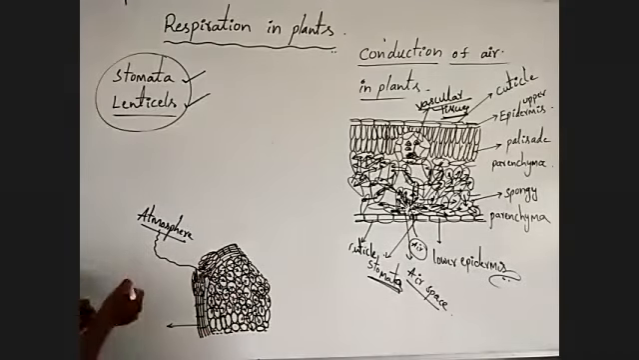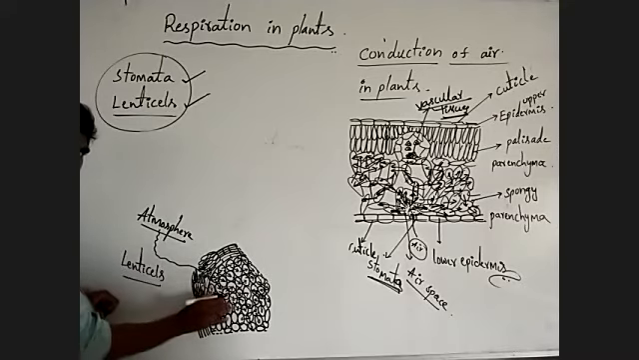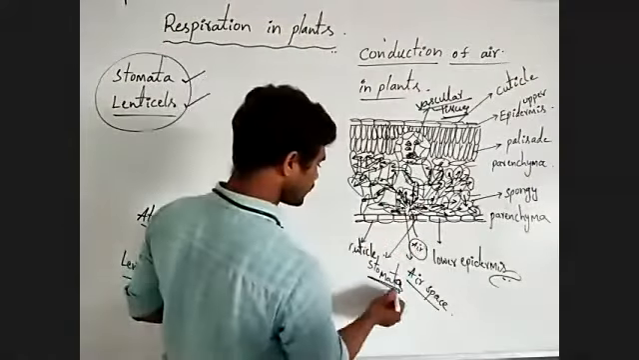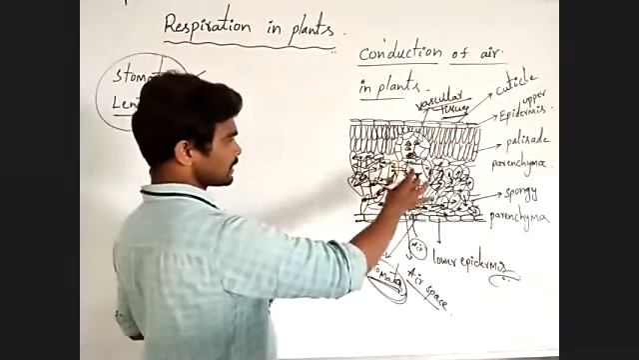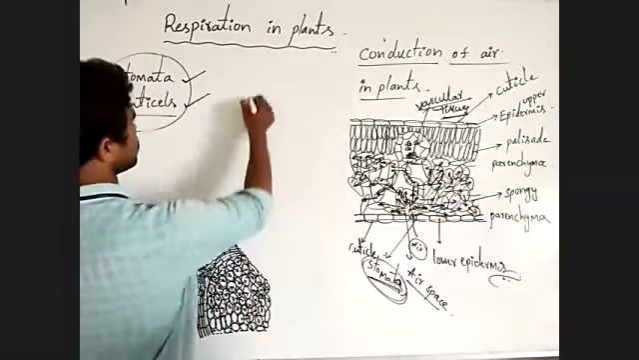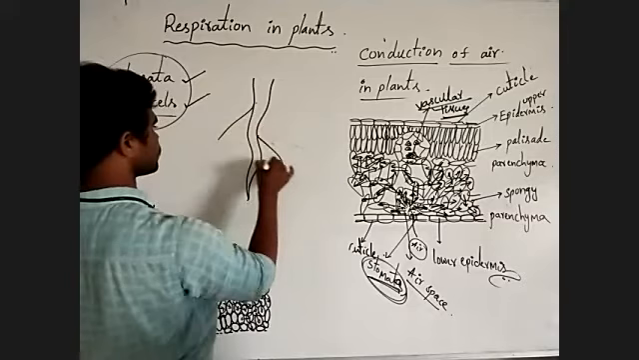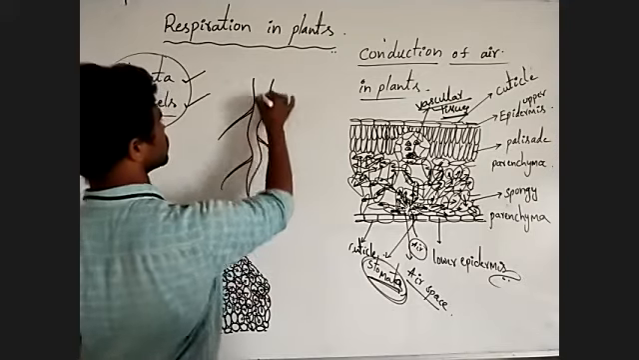Means lenticels play a very important role in the gaseous exchange process in the stem. Here stomata, here stomata. Stomata play a very important role in the gaseous exchange process in leaves. Next, when we observe the root, imagine this is the root here.